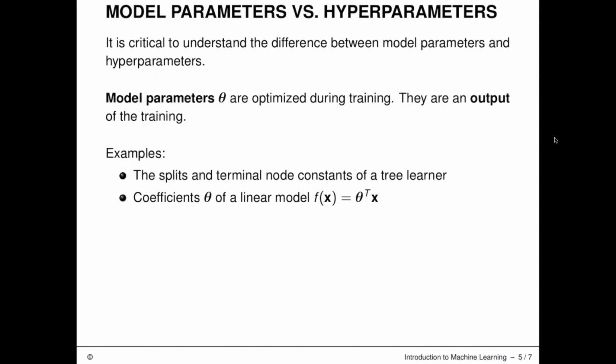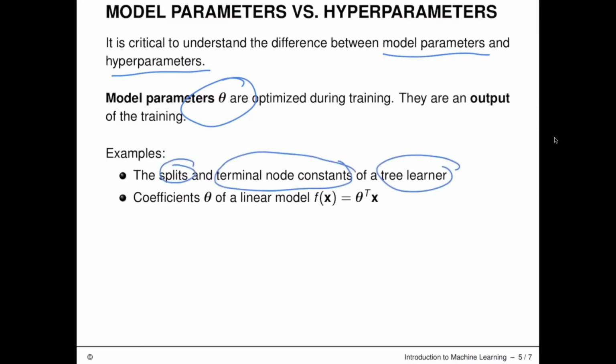It is very important to understand the difference between model parameters and hyperparameters. Let's tackle the model parameters first. Those are in our lecture denoted with theta, and they are optimized during training. So they are an output of the training process. For example, for a tree learner, the split points and the terminal node constants are model parameters. And if we are in a linear model, then the coefficients theta are the model parameters.